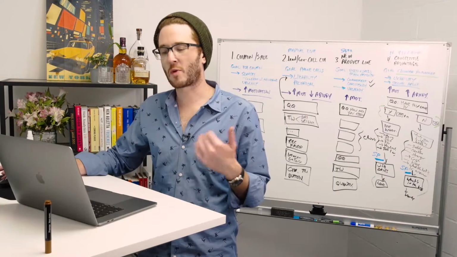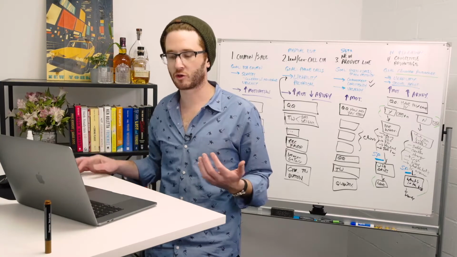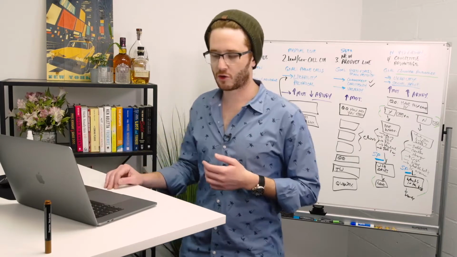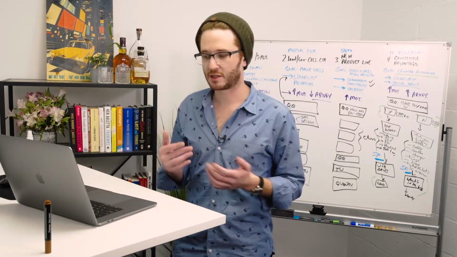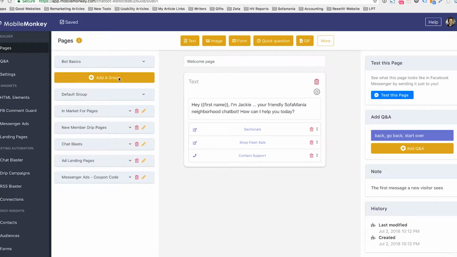Once a MobileMonkey account starts getting built out and gets bigger, you might have a few different groups for Chatblasts, a few different groups for drip campaigns, and so on and so forth. But let's go ahead and add a new group, and think about structuring pages for this first coupon sale Chatblast that we're going to build for the client Sofamania.